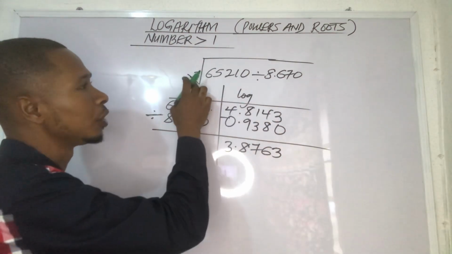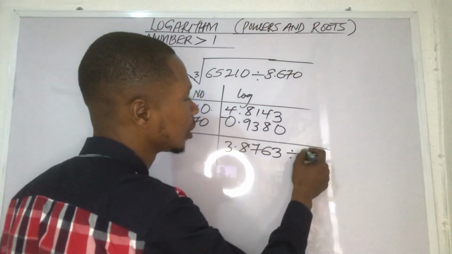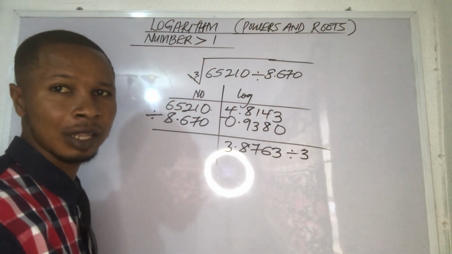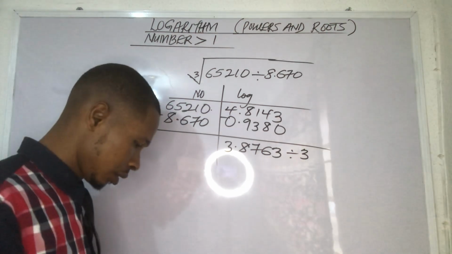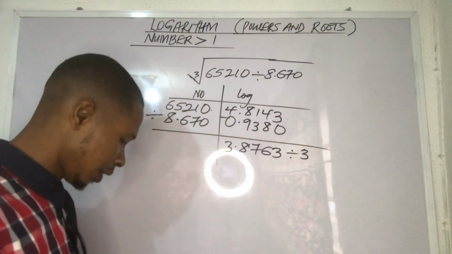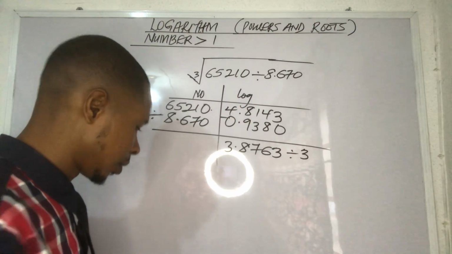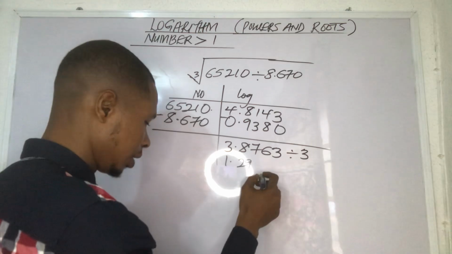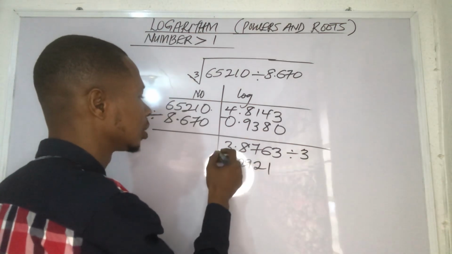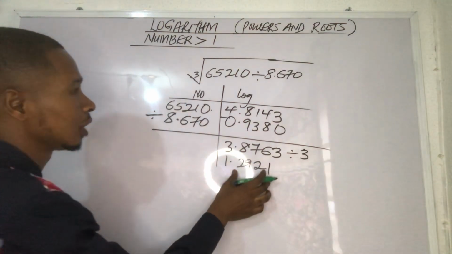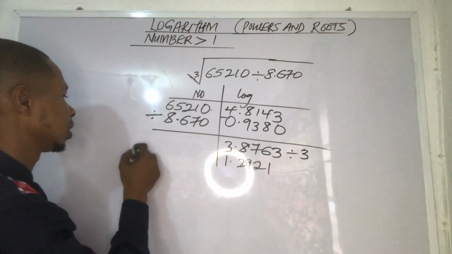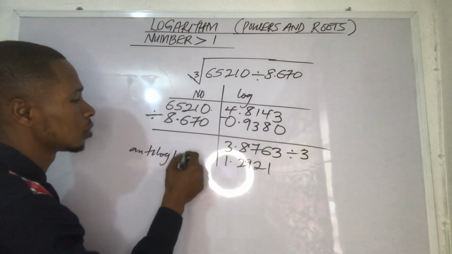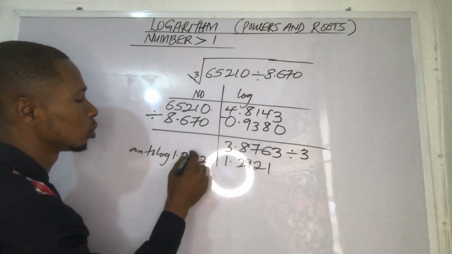But because of this cube root, I'll divide by 3. So because of the cube root, I'll divide by 3. So you have 3.8764 divided by 3. And that will give me 1.2921. Then after this, I'll now check anti-log of this. So you now go and check anti-log of 1.2921.